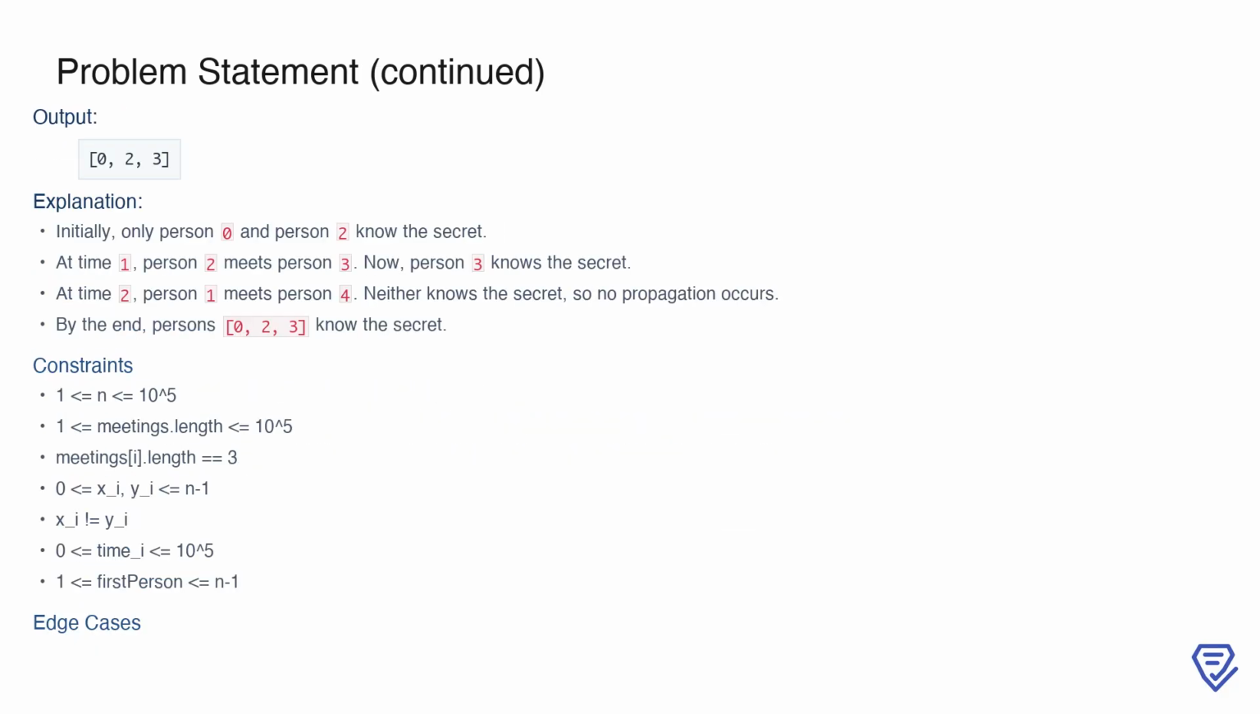In the third example, n is 5, first person is 2, and the meetings array lists 3 interactions. Initially, persons 0 and 2 know the secret. At time 1, person 2 meets person 3, so person 3 learns the secret. At time 2, person 1 meets person 4, but neither of them knows the secret, so nothing changes. By the end, persons 0, 2, 3 know the secret.